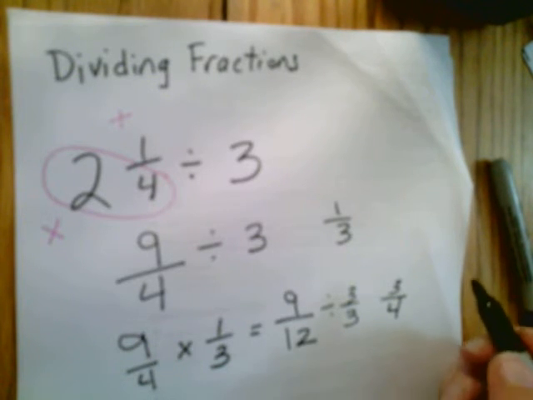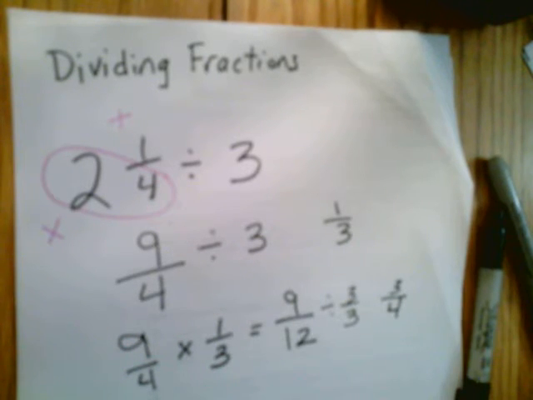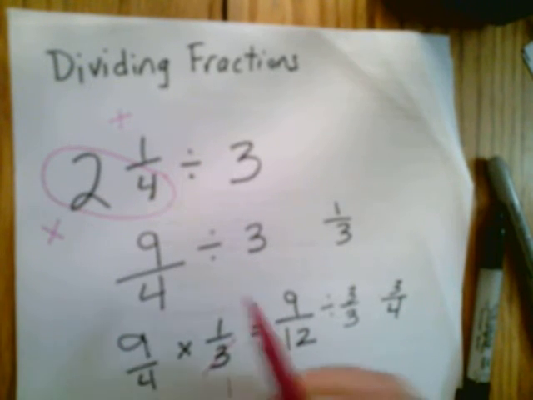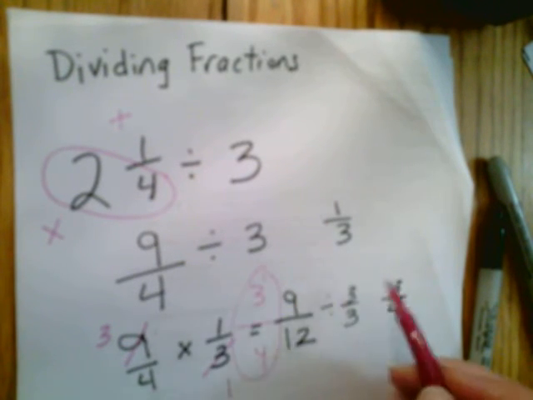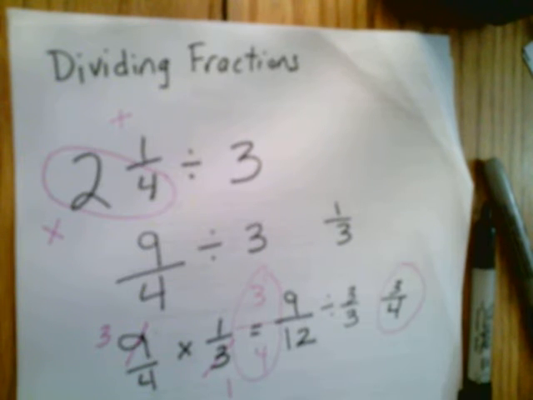Now another way to do that would be to factor out ahead of time. So I can factor out a 3 here and a 3 here. And I have 3 times 1 is 3. And 4 times 1 is 4. So I get the same answer, 3/4 and 3/4. Okay?